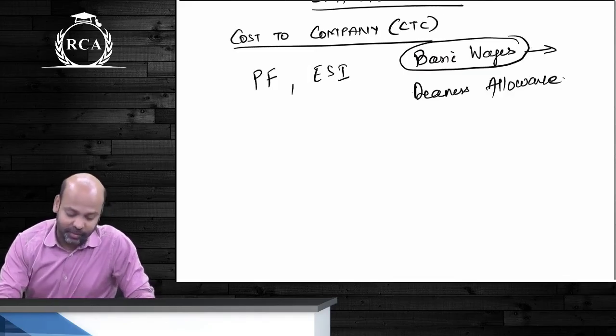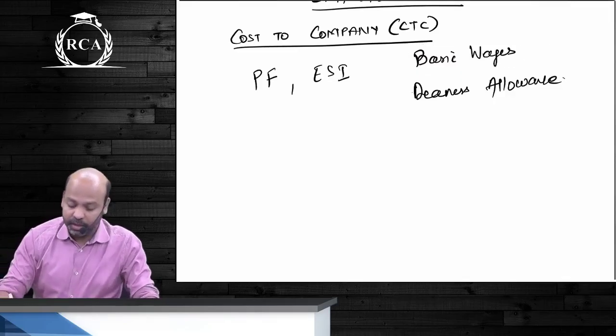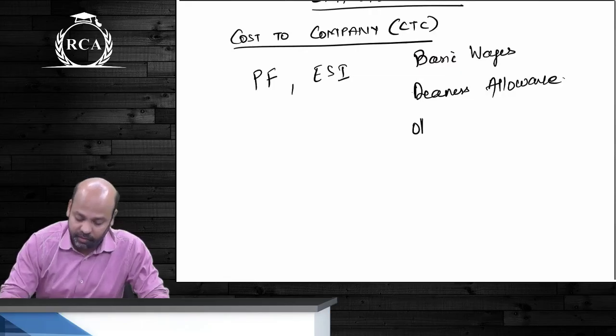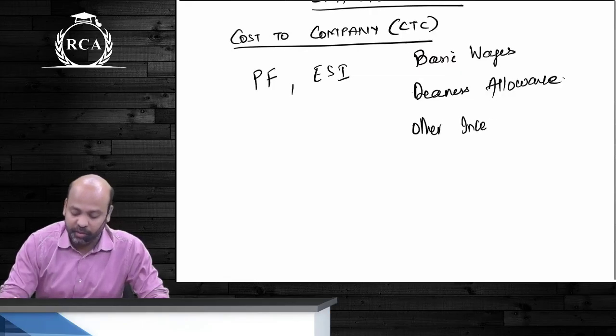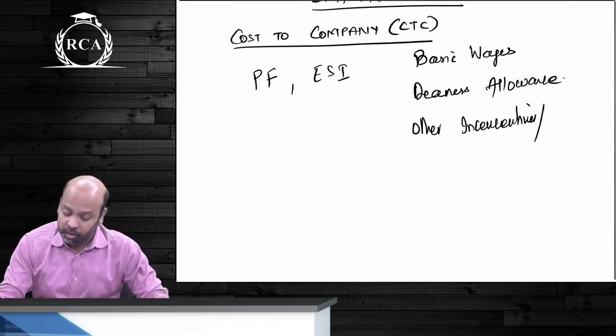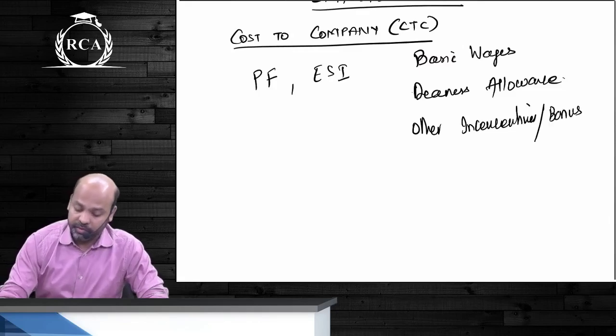So anyways guys, basic wages, dearness allowance, there will be other incentives, other bonuses better that they will give. अपने लिए questions में you will only see basic wages and dearness allowance. When you do taxes, you will see a detailed list of all the perquisites. So other incentives or bonus.